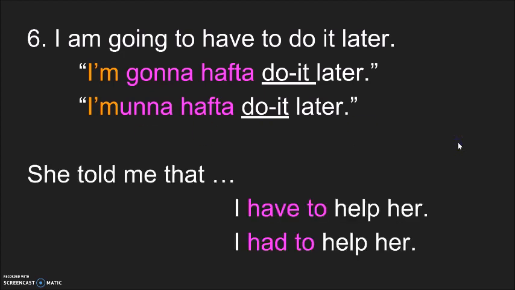Seven and eight, we're just gonna look at quickly together. She told me that I have to help her. She told me that I had to help her. I have to go. I had to go. We're thinking about the difference between the present tense, have to, and the past tense, had to. I have to work. I had to work. I have to practice my listening. I had to practice my listening. I have to make another video. I had to make another video.